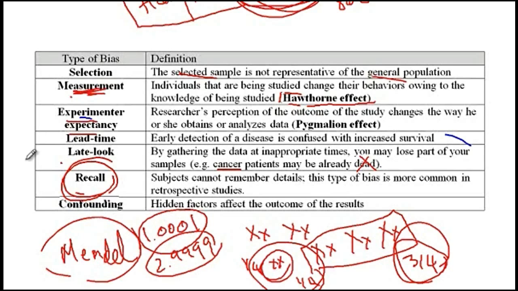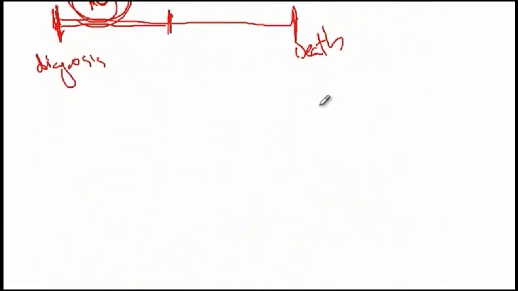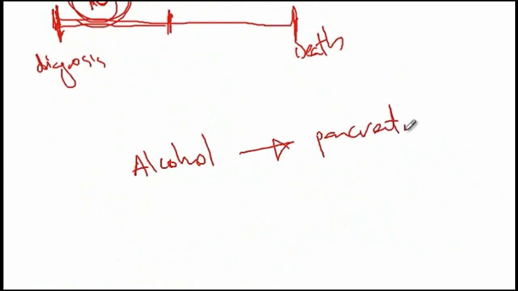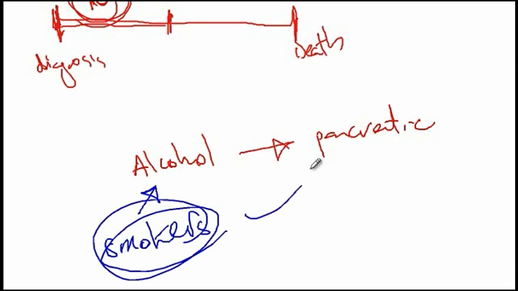And finally, we have the confounding effect, where hidden factors will affect the outcome of the results. A good example would be the effect of alcohol on developing pancreatic cancer. But the truth is that so many individuals that are heavy alcohol drinkers are also smokers. So smoking is a hidden factor here that is also contributing to the development of pancreatic cancer. So by not knowing there's a hidden factor here, you're overestimating the effects of alcohol in developing pancreatic cancer.